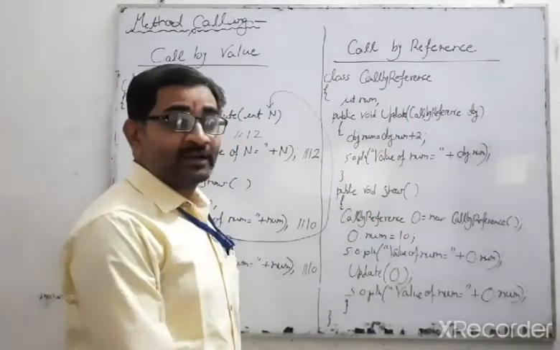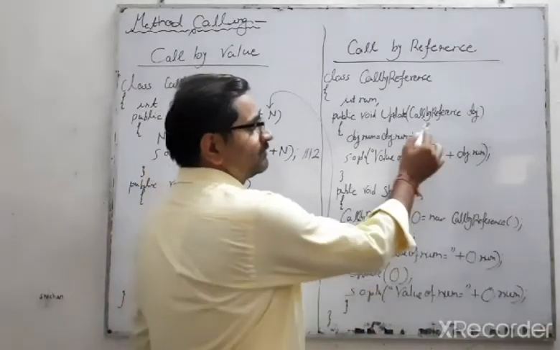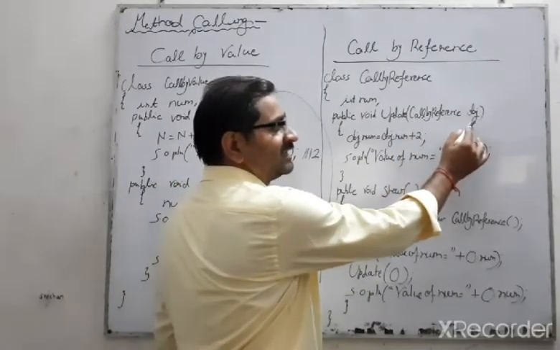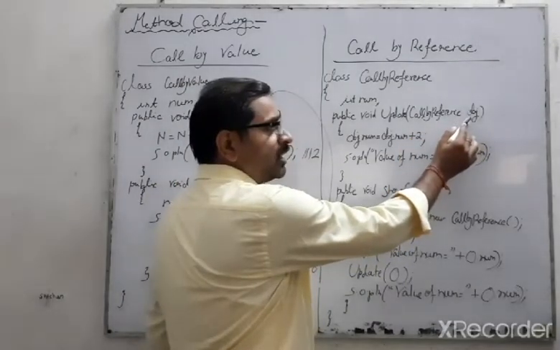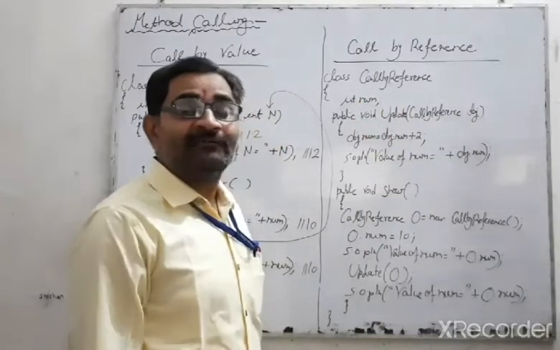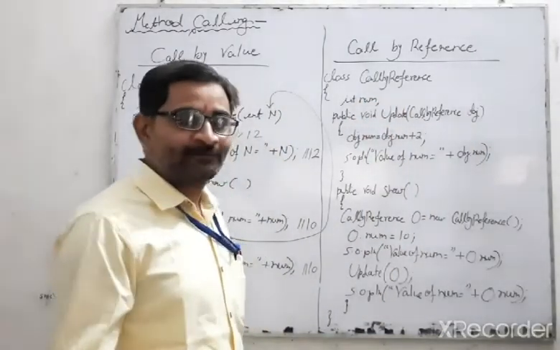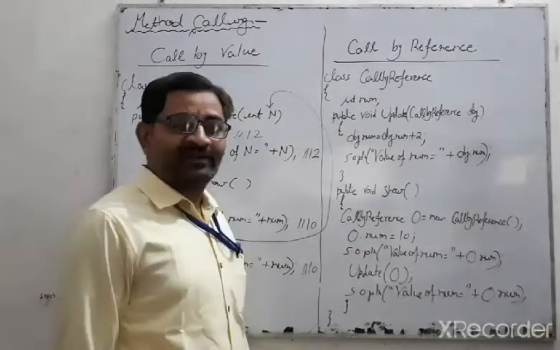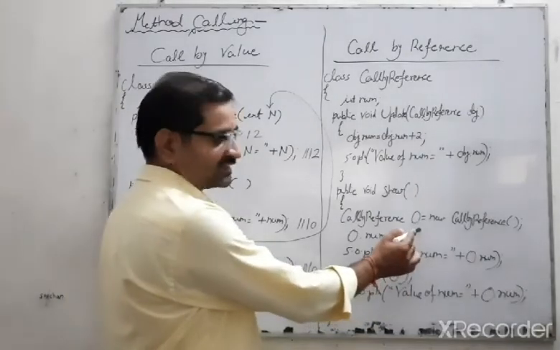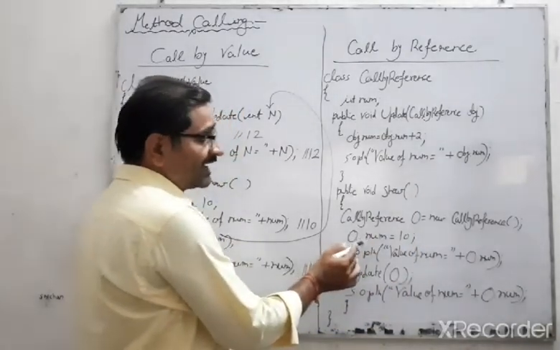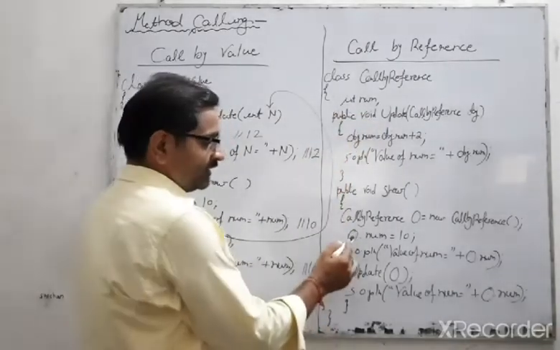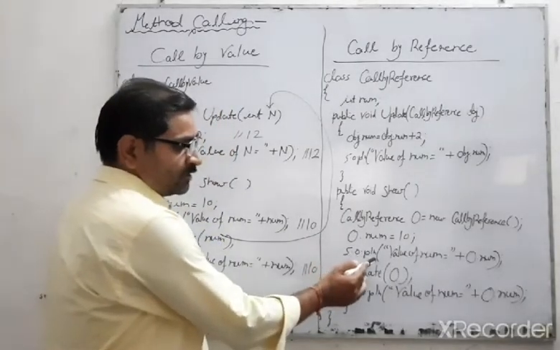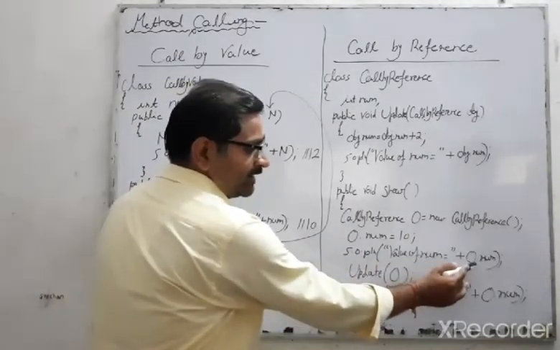What is the reason? You can find out from this parameter. Since an object is given here, it means this object will receive the value of another object. Because of this, first of all, you have to create an object of the CallByReference class, as you are seeing here, and now we assign the value to num in the form of o.num = 10. Now System.out.println, value of num is equal plus o.num.